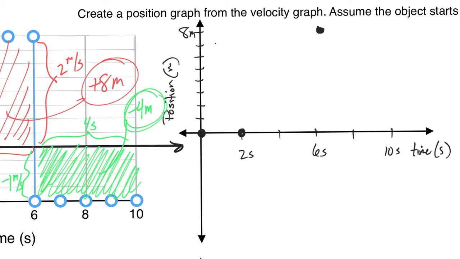Now, from here, it moves backwards 4 meters. So this is the 4 meter mark. 4 meters from 8 meters puts it at the 4 meter mark.